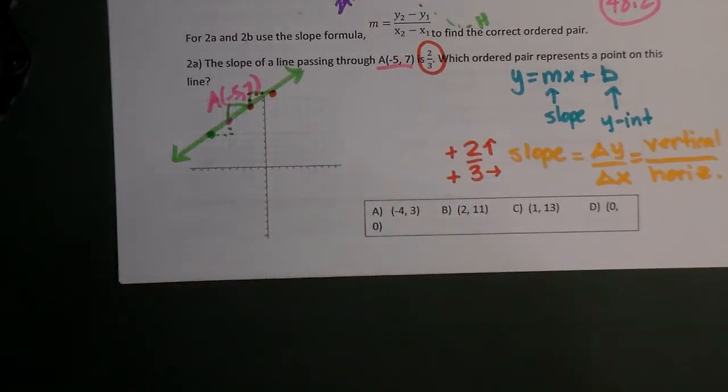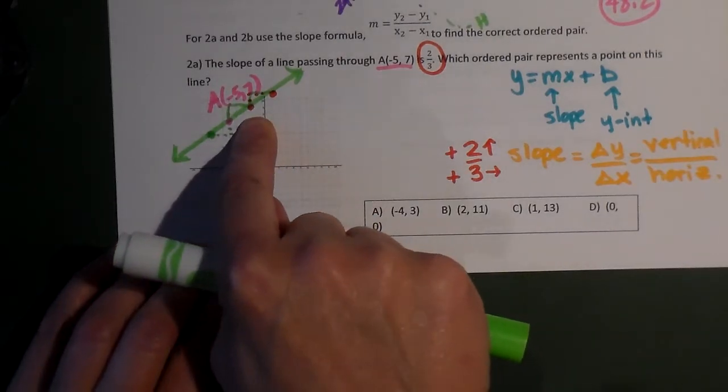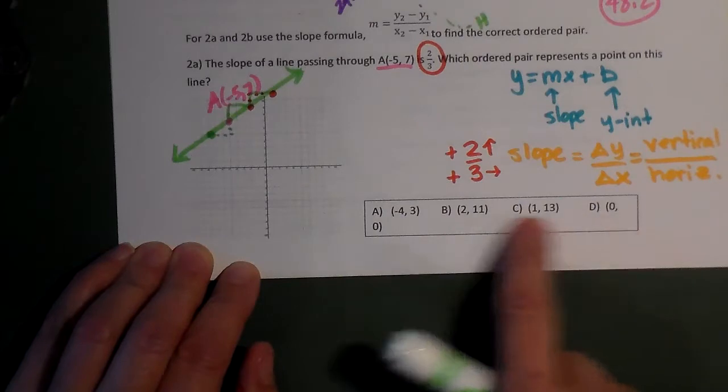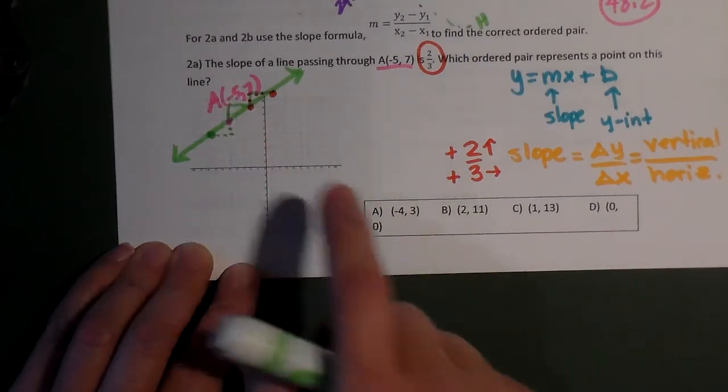So positive positive is the same as negative negative. Okay? So now let's look at the answer choices. We're trying to pick a point that is actually on this line. So which one of these points looks like it's on our line now that you've graphed it?